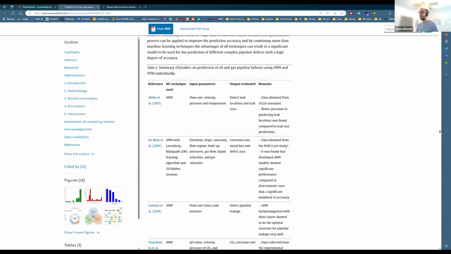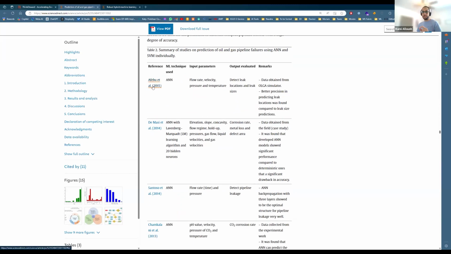a project for you. The summary of the studies, a prediction of oil and gas pipeline failures. It tells you every paper, what did they study, the input parameters and the output. So this paper used the flow rate, the velocity, the pressure and temperature, so four parameters, to predict what? To detect the leak location and leak size. Fantastic.